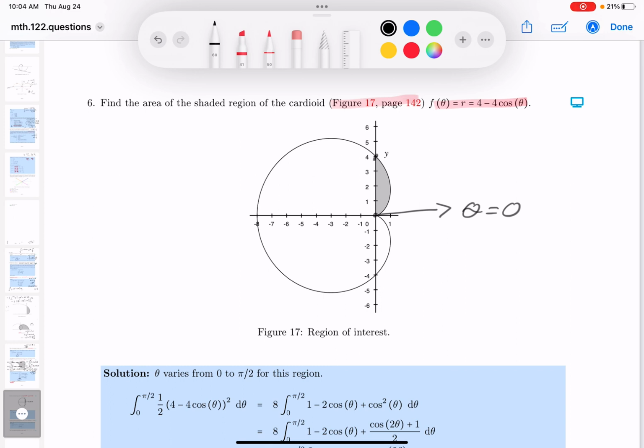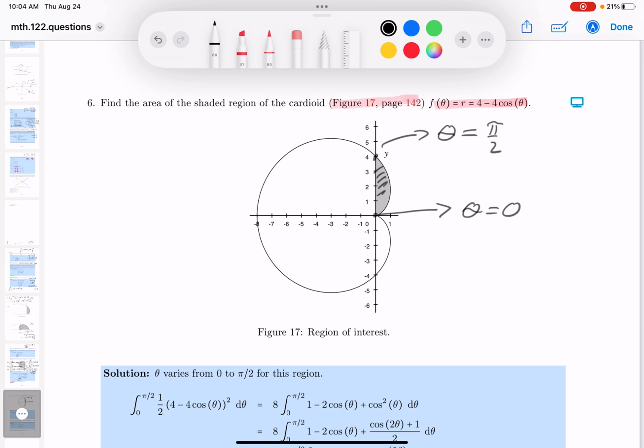And this over here looks pretty easy. Theta would be what? I'm going to say pi over 2. Now why is that? Looking at it, it sweeps around, and at pi over 2, I'd get 4 minus the cosine of pi over 2, which is 0, so I just get 4. It makes sense. So I've got my limits of integration.